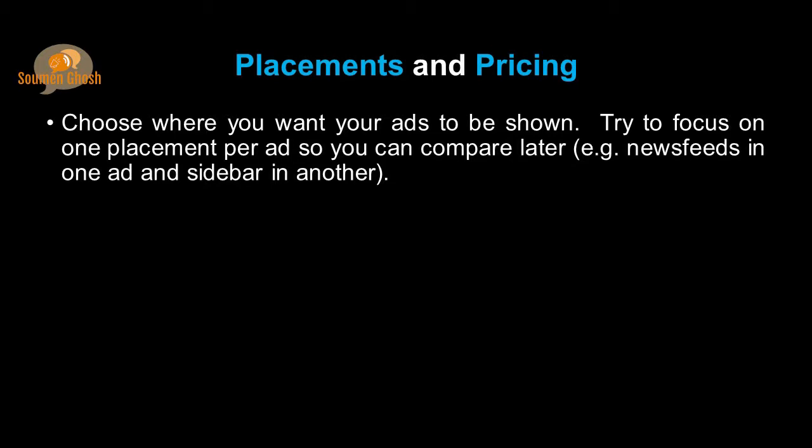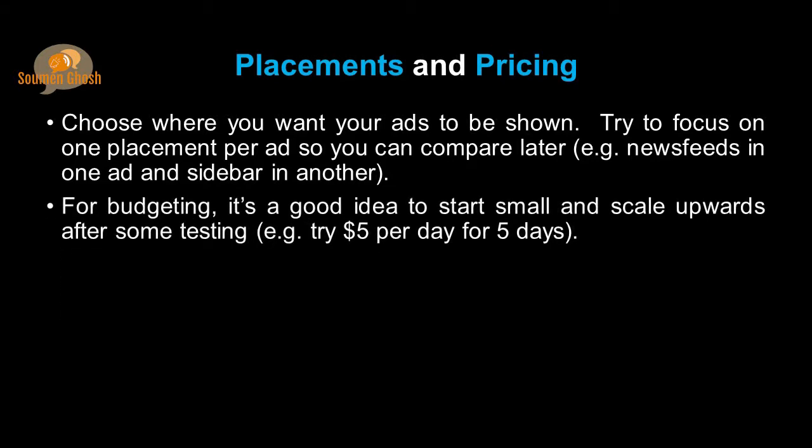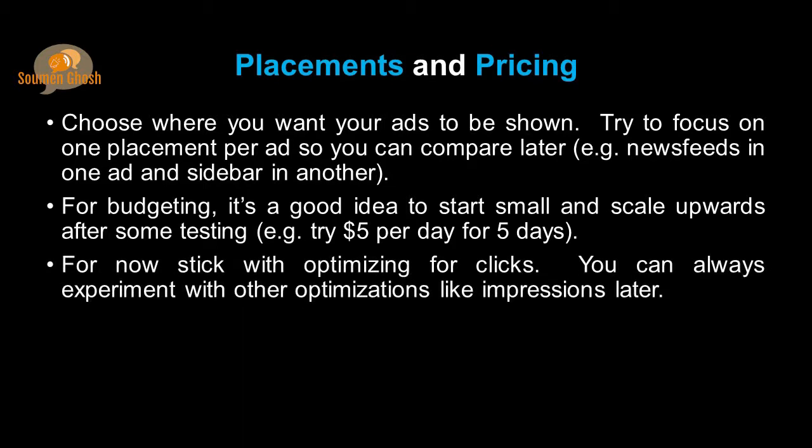After that, it's time to think about your budget. Since we're just starting out and we don't know what's effective, it's best to start small. Let's try a $5 daily budget and run it for 5 days. Although it's fine to experiment with various optimization options later on, for now we just want to pay for our actual results, so under Optimize for, choose clicks to website or pay per click, not impressions.